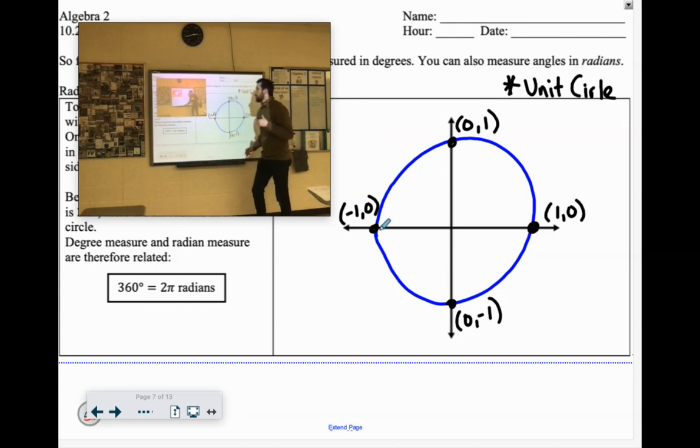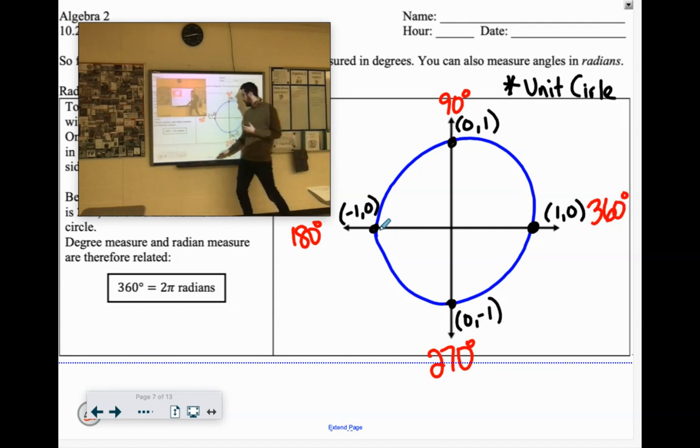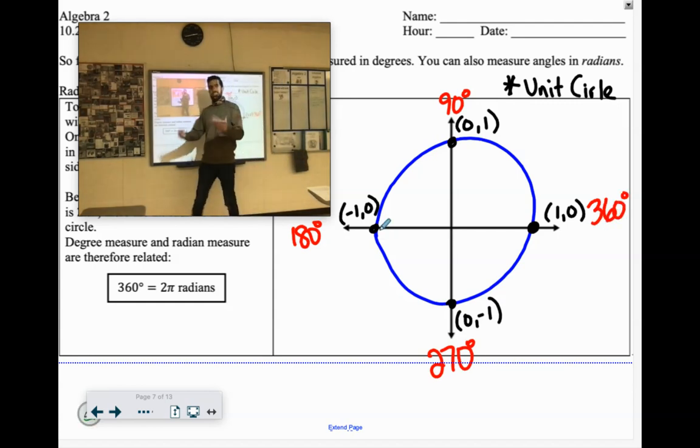Now, what we were talking about yesterday was that this would be your 90-degree rotation. A flat circle would be 180. Three-quarters of the way around would be 270, and this would be your 0 degrees or your 360 degrees. But now we're going to talk about it in terms of radians.